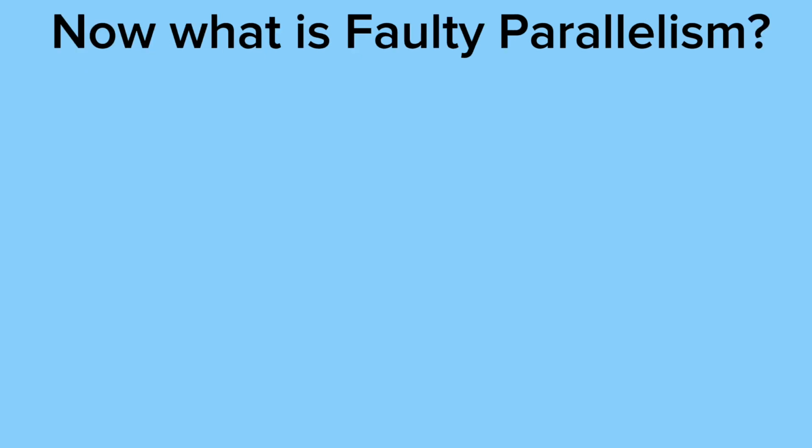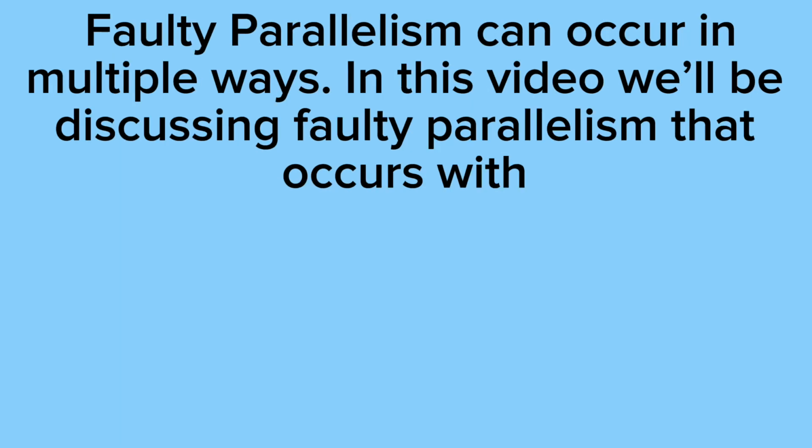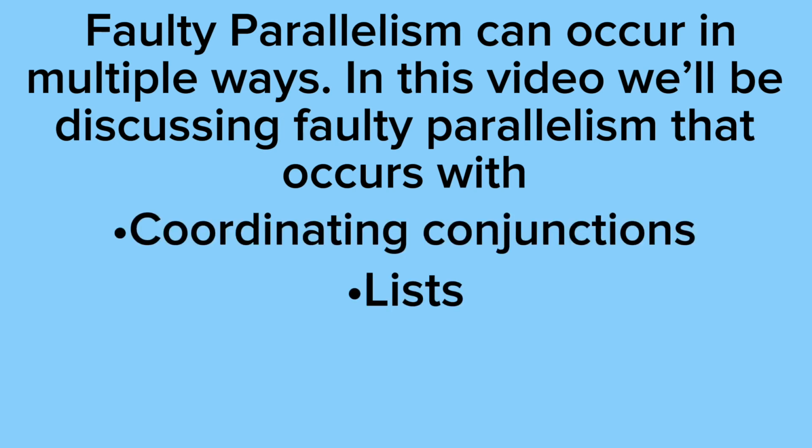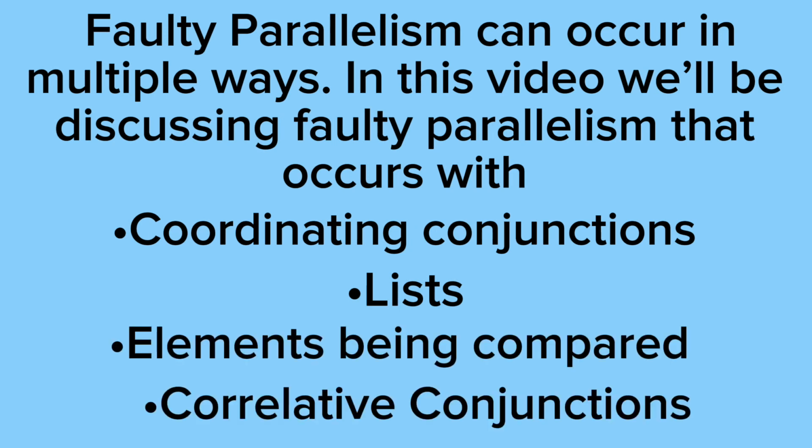So now that you have an idea of what parallelism is, we'll be discussing faulty parallelism now. So what is faulty parallelism? Faulty parallelism happens when elements in a list don't have the same grammatical structure. Faulty parallelism can occur in multiple ways. In this video, we will be discussing faulty parallelism that occurs with coordinating conjunctions, lists, elements being compared, and correlative conjunctions.